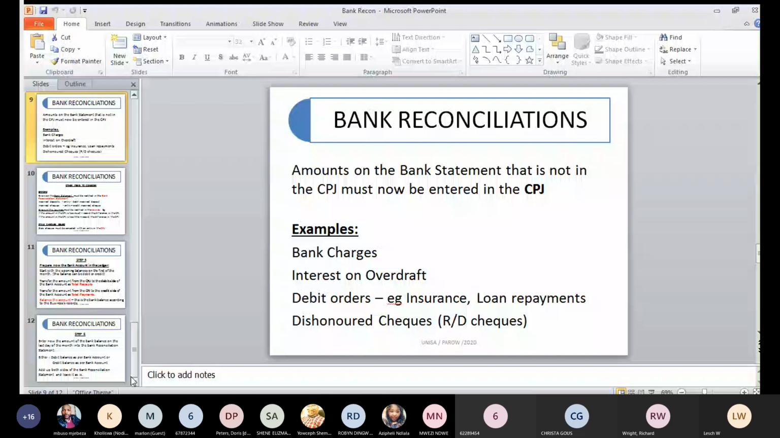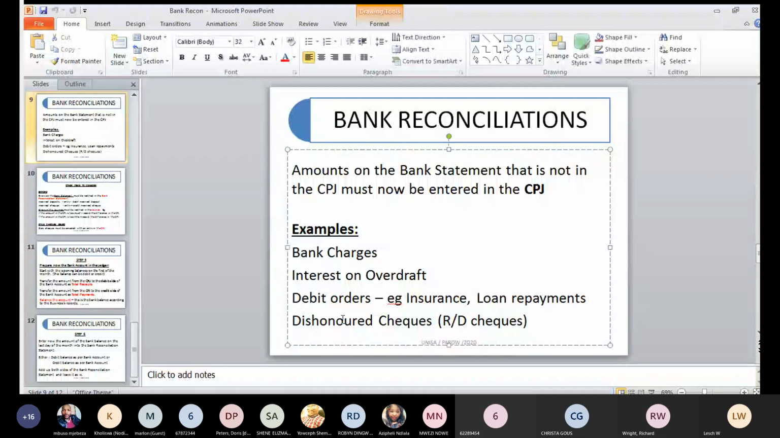And then, of course, we can also have dishonored checks. Dishonored checks, we also call that RD checks, refer to draw checks. Those are the checks that are bounced. In common terms, we say that the check is bounced. So let me just explain that to you.